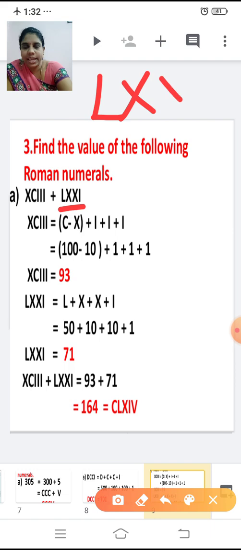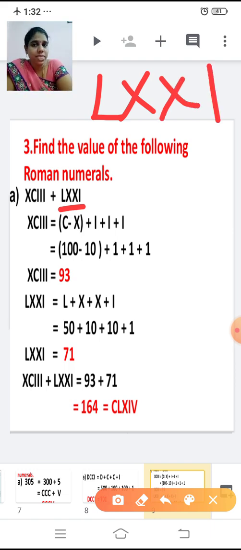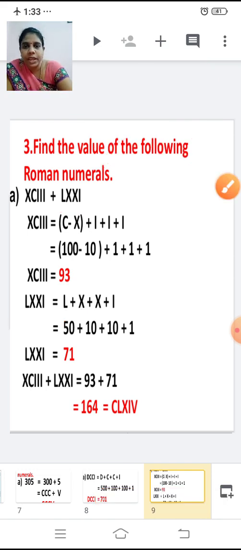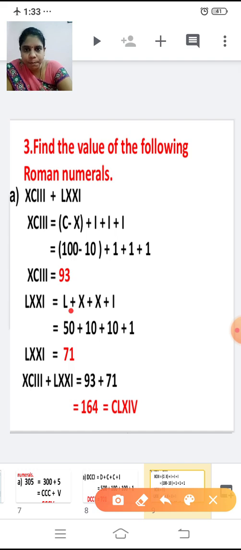LXXI. Now shall we add this directly? L plus X plus X plus I, because the smaller one is placed after the larger one, right? The value of L is 50 and the value of X is 10. The smaller one is placed after the larger one, so we can add that directly. So L plus X plus X plus I.